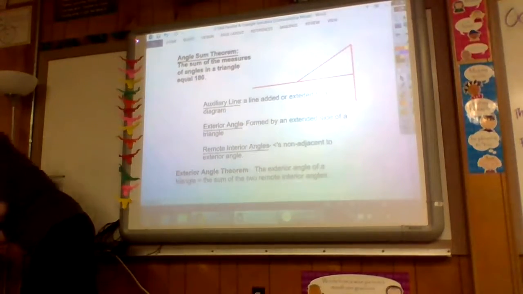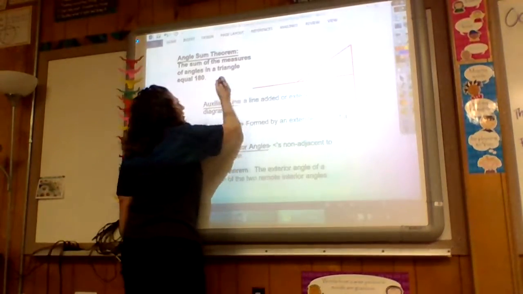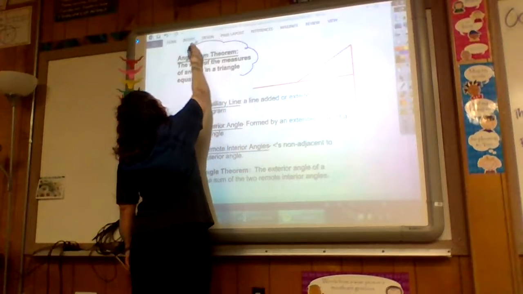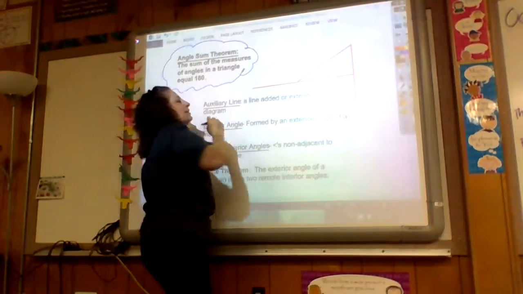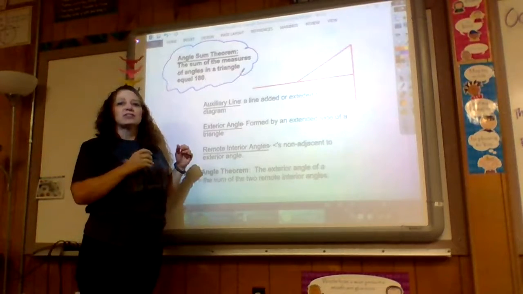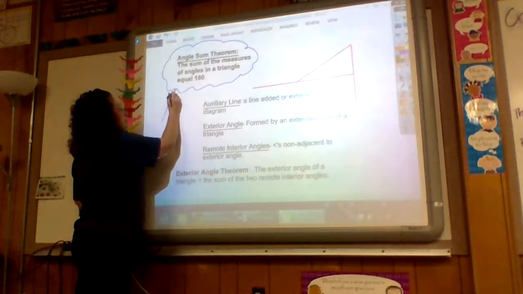Coming up to some of my favorite stuff. We're using today the angle sum theorem, and I bet you remember this. The sum of the measures of angles in a triangle equal 180. So all three angles of a triangle will always total 180. In other words, let's put a picture to that.